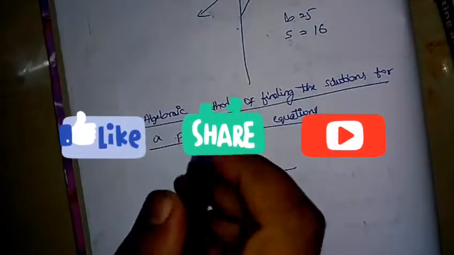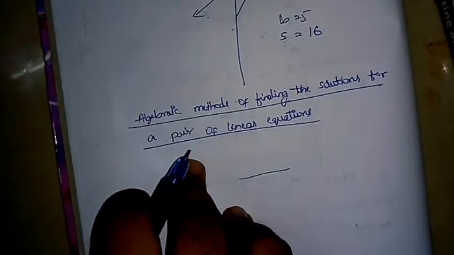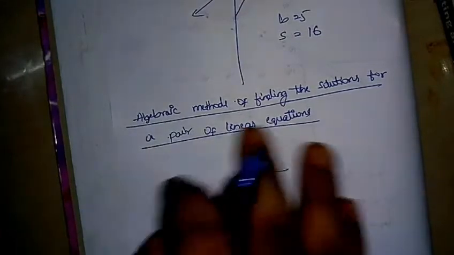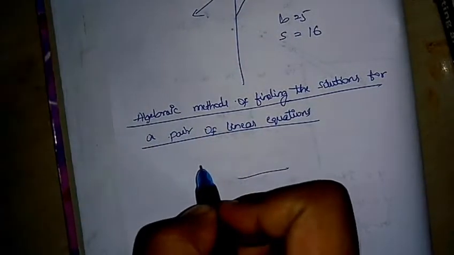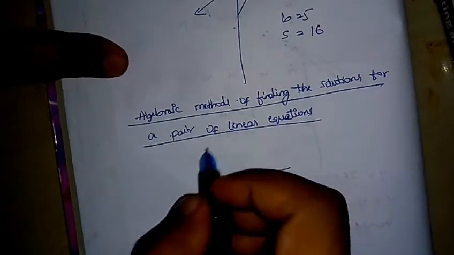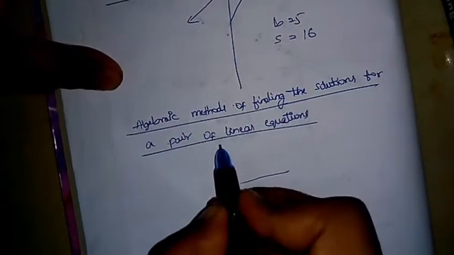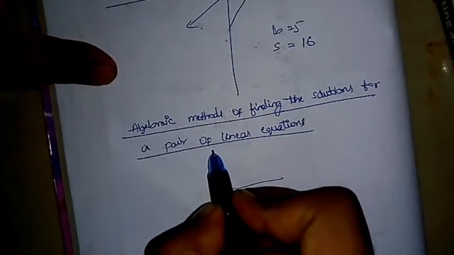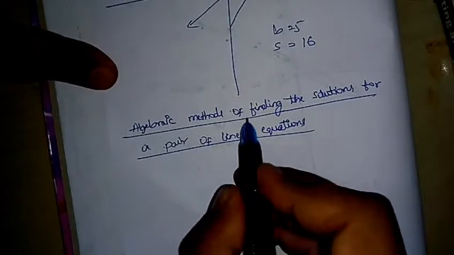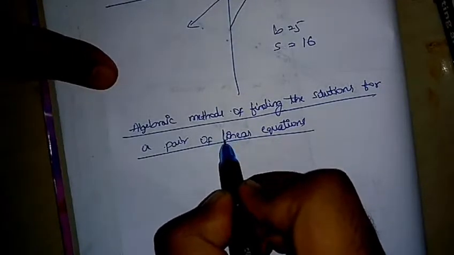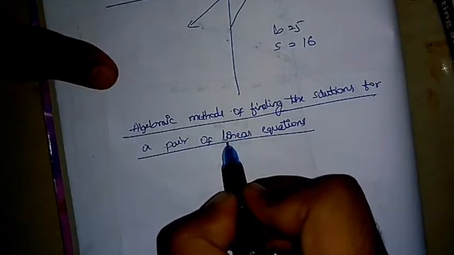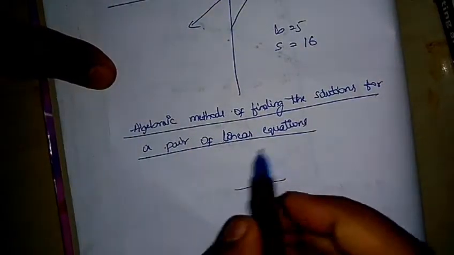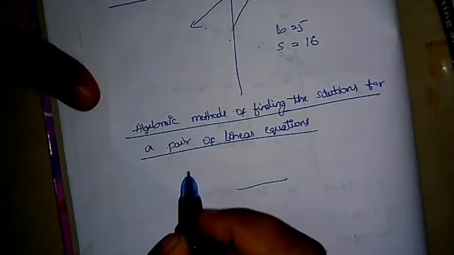Our next topic is the algebraic method of finding the solution for a pair of linear equations. In the previous exercise, we solved pairs of linear equations using the graphical method. The graphical method is possible only for integer solutions. If the solutions are not integers, you cannot find the solution using the graphical method. So for that, you can use either the substitution method or the elimination method.